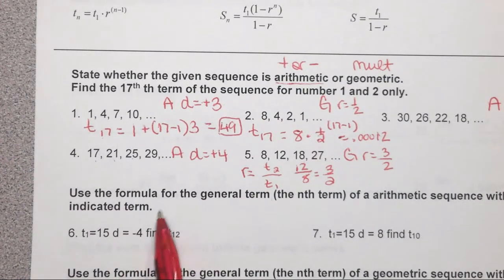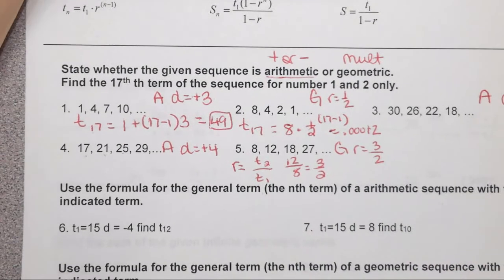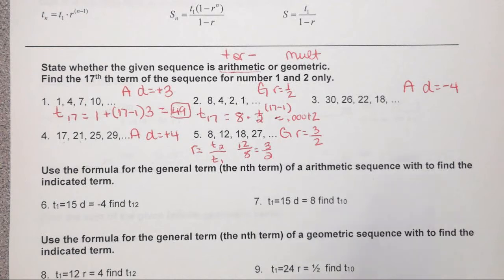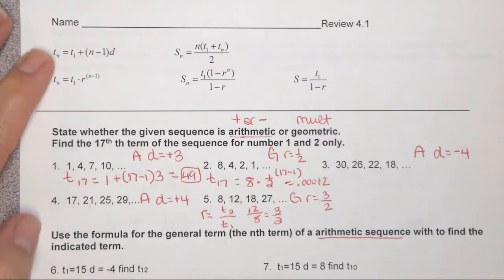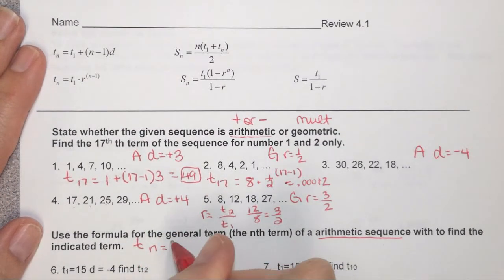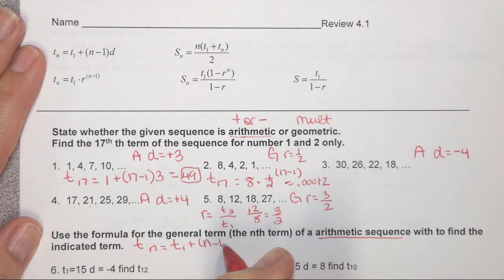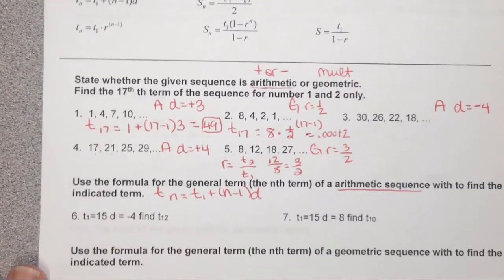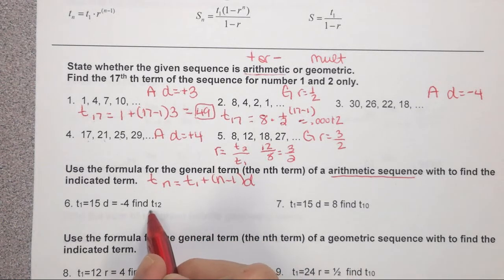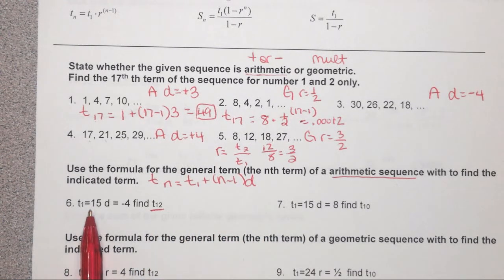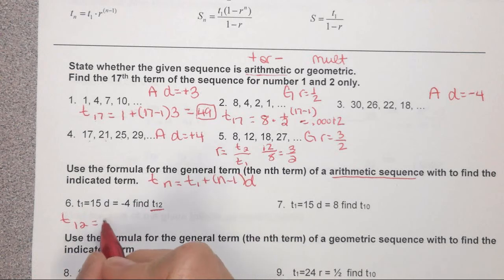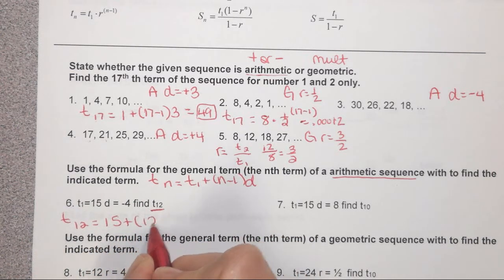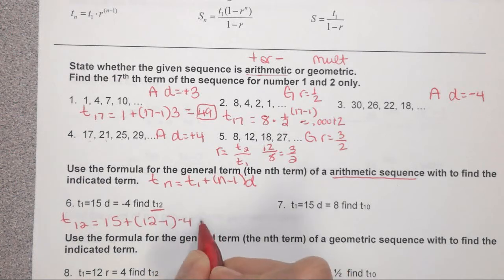The next set, it says use the formula for the general term, the nth term of an arithmetic sequence to find the indicated term. So they're telling me both these problems are arithmetic, and I'm going to be looking for an indicated term. That means I'm using this equation up here at the top. This is my arithmetic term equation. So number 6 wants me to find the 12th term. They tell me right there. They tell me my first term is 15 and my common difference is -4. So the 12th term equals, the first term is 15.